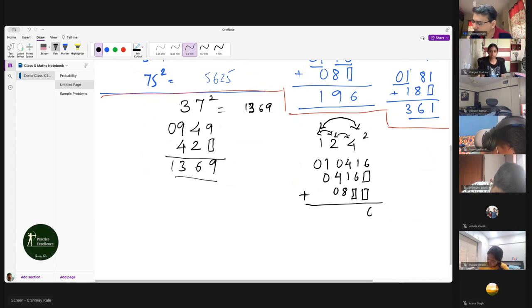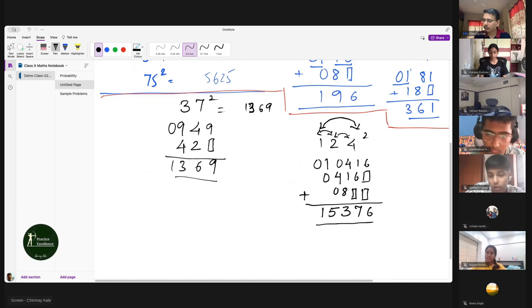So what do I get? I get 6. I get 7. I get 8, 4 plus 4, 12, and 1, 13. So 1 carry is 5 and 1. Is it right? So 124 का square is 1, 5, 3, 7, 6. Yes, sir.